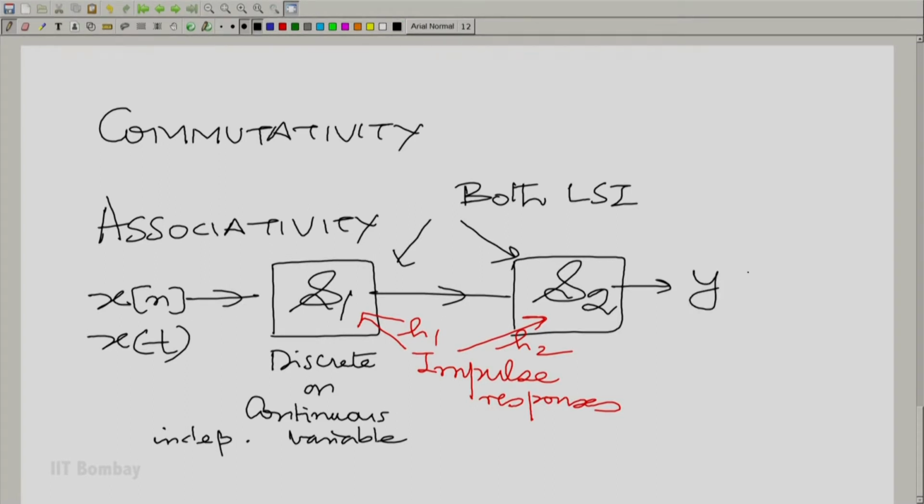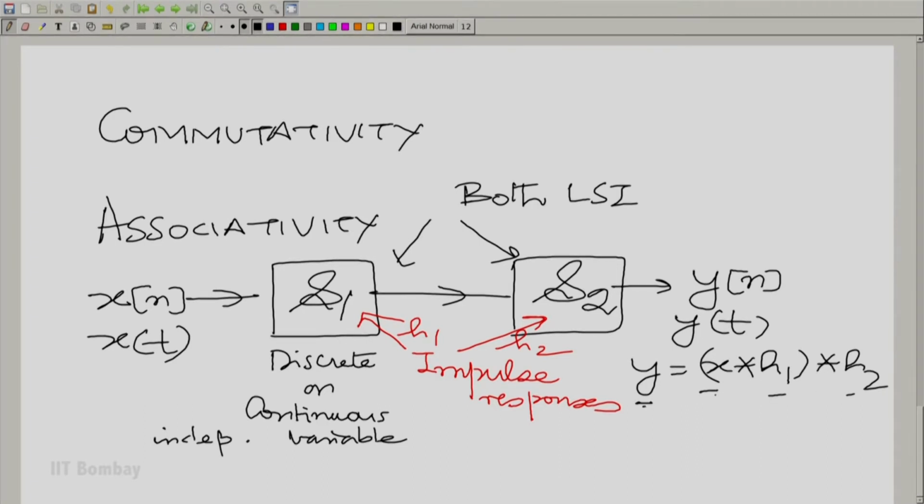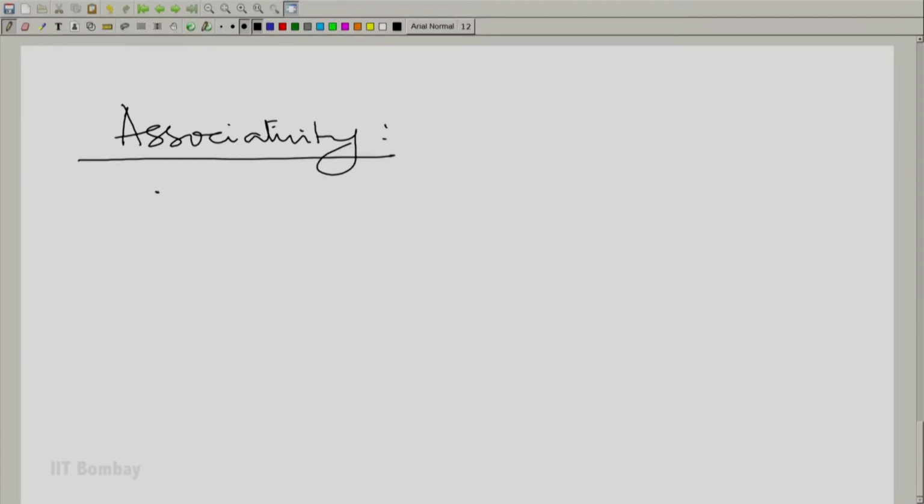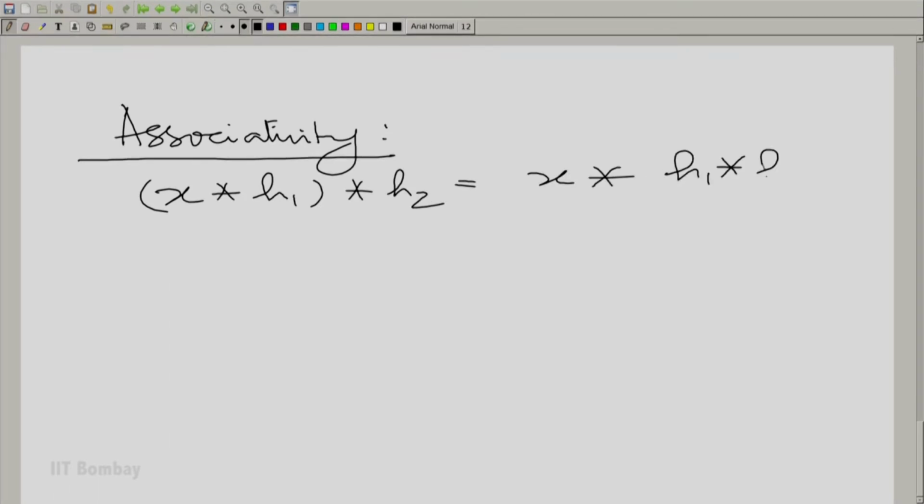So, what do you expect the output to be? y[n] or y(t), and in fact now we will not distinguish continuous and discrete. So, we will simply put down y is equal to x convolved with H1 first and then convolved with H2. Now, here it could be continuous y, continuous x, H1, H2, or discrete y, discrete x, H1 and H2. The relationship is the same, and associativity tells us x convolved with H1 convolved with H2 is equal to x convolved with (H1 convolved with H2).